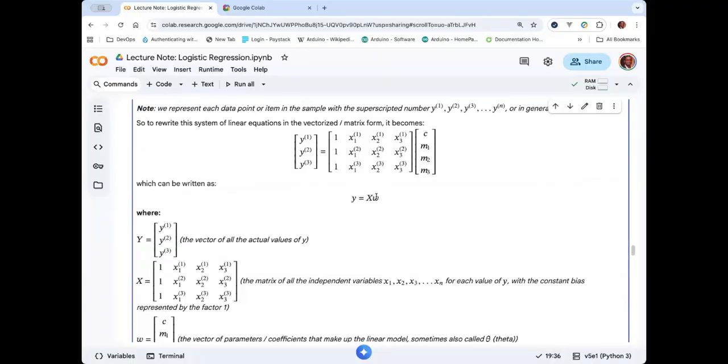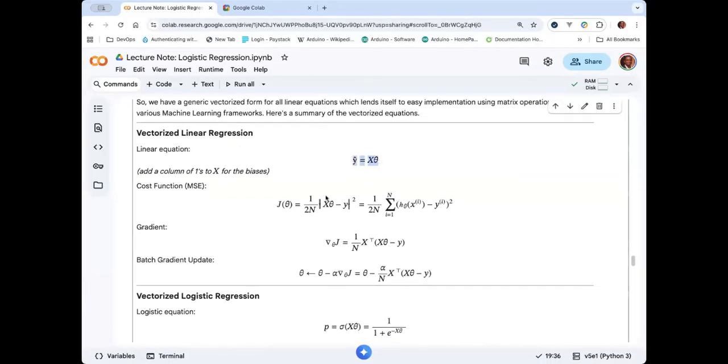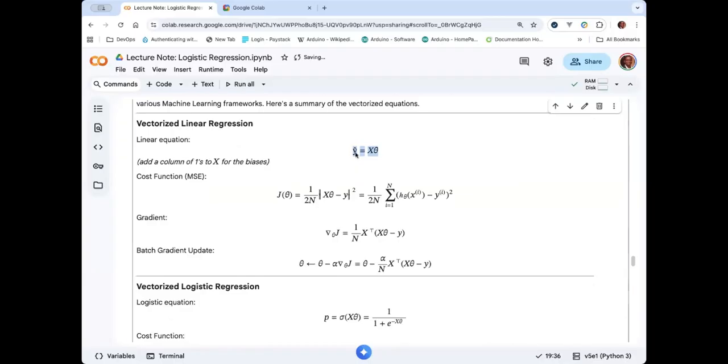But then that would kind of break this convention, because now the parameters I'm using are lowercase, so either way, right? The main thing is this is a vectorized form, right? y or y hat equals x theta. So that's exactly the same thing we have here, except that we're now using y hat instead of y, and we're using theta instead of omega or w.